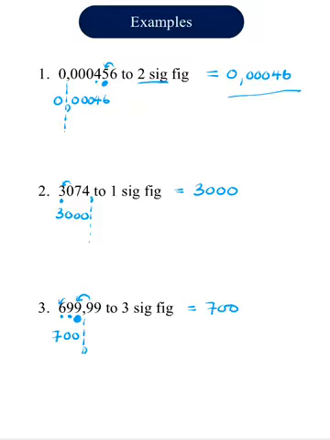So that's how you work on significant figures. Remember, significant figures are not decimal places. You have to count from the first significant figure, which is the first non-zero digit, starting from left to right. And the last thing is that if a 0 is in between, it is also considered a significant figure.